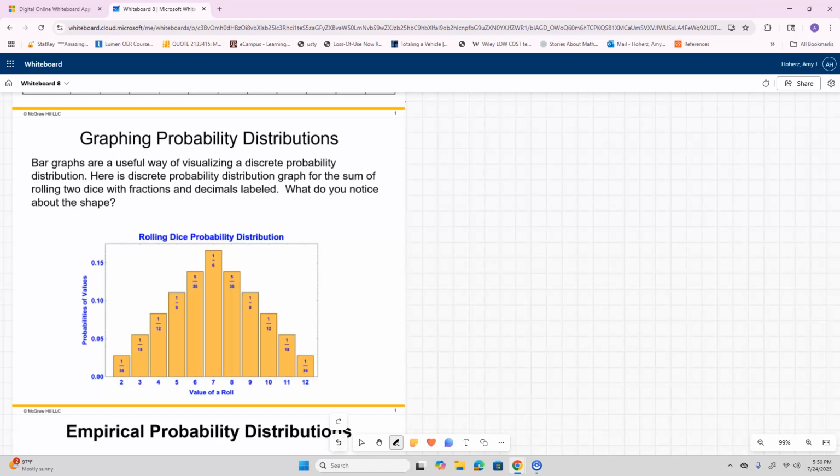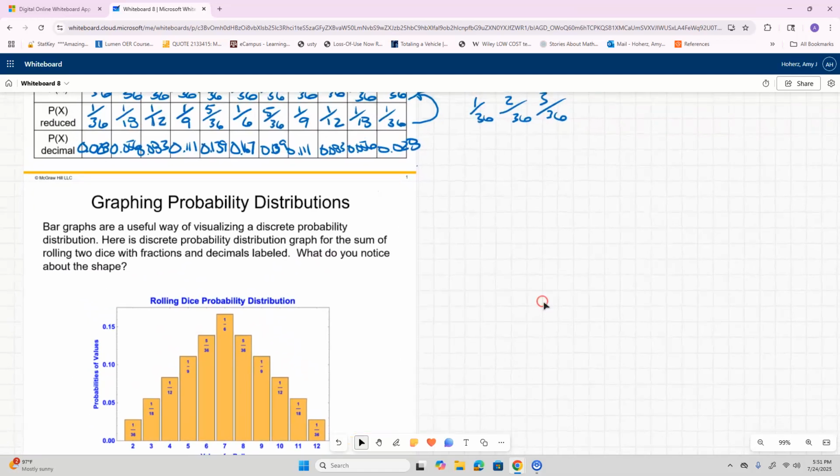And then on the bars, they marked the fractions, but then on the side, they marked the decimal. So we've got 1/36, but we said 1/36 was 0.028. So they've got the side marked with the decimals. 0.028 would be a little bit more than halfway to 0.05. And then 0.056 would be a little bit past 0.05. 0.083 would be a little bit past halfway to 0.10, and so on. So it shows the decimal version over here, and then it shows the fraction version on the bars, matching up with what we had.